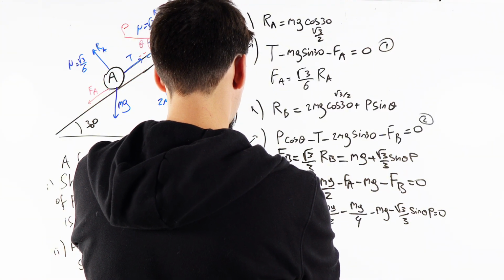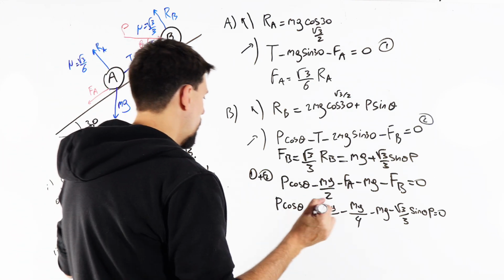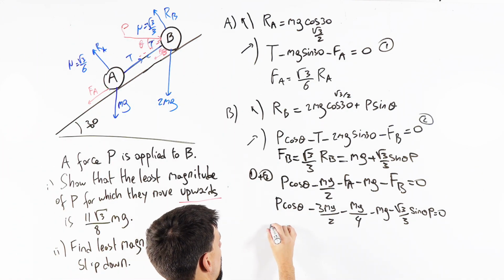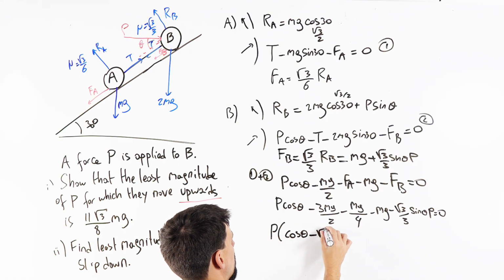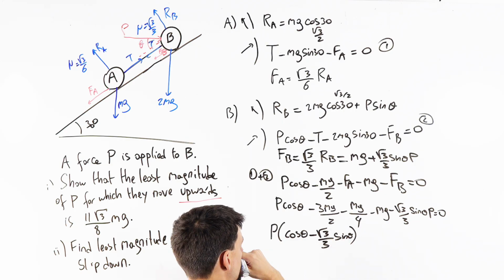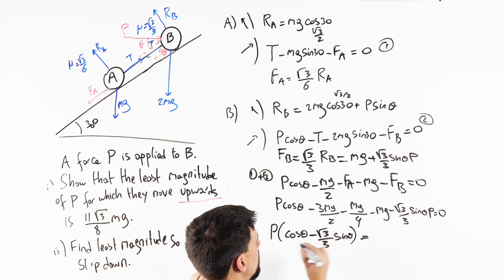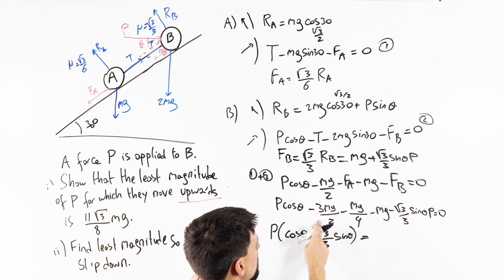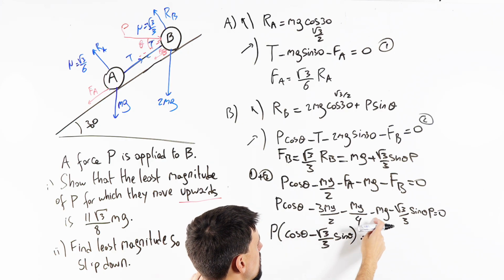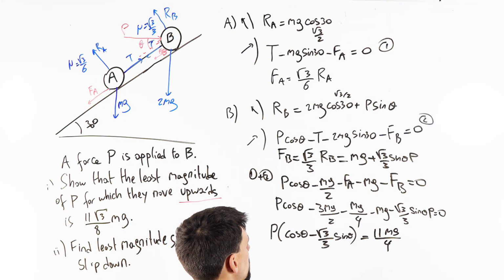Now then, let's have a look at what this tells me. P times cos theta minus root 3 over 3 sine theta is equal to, what's this over 4? 6/4, 7/4, 11/4. Right.